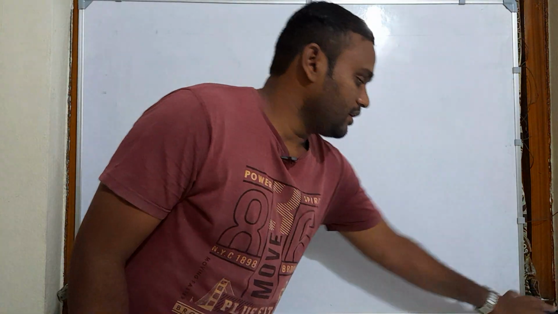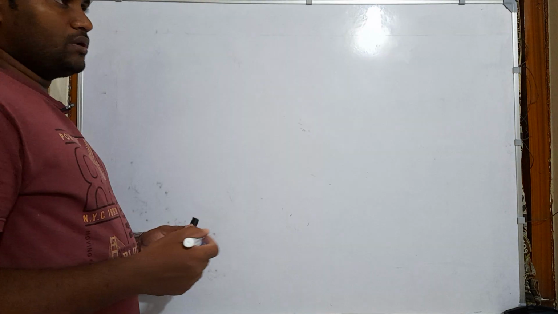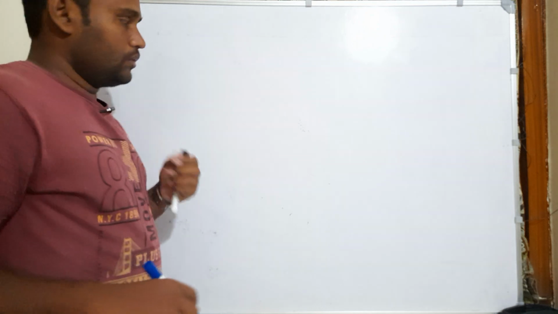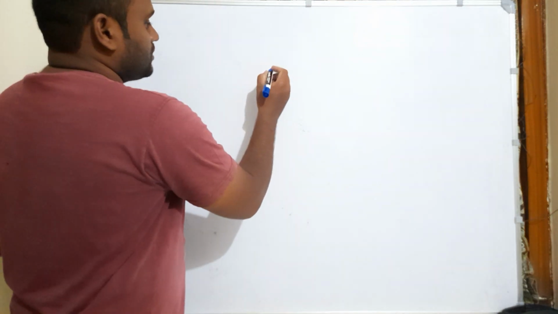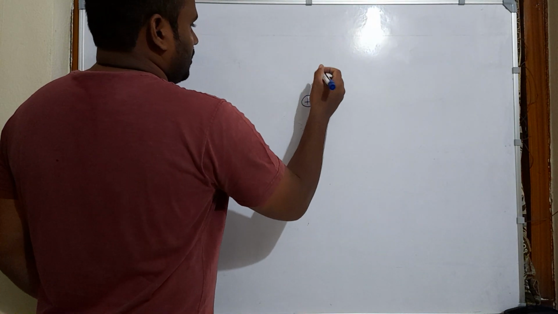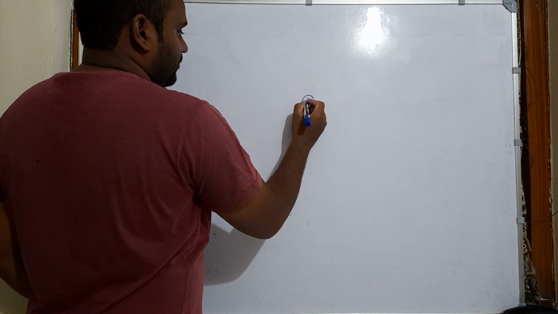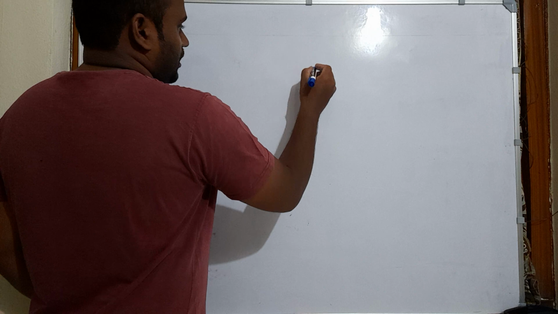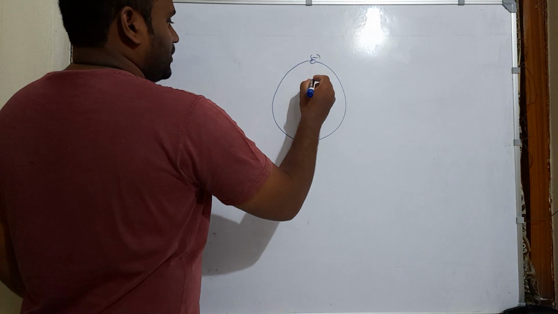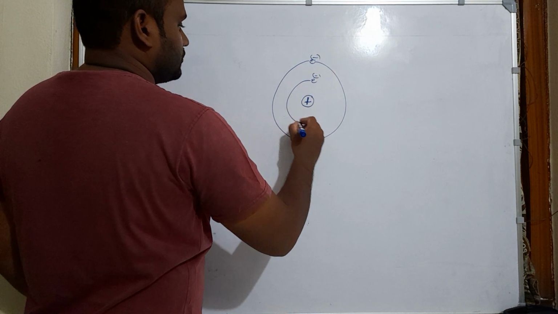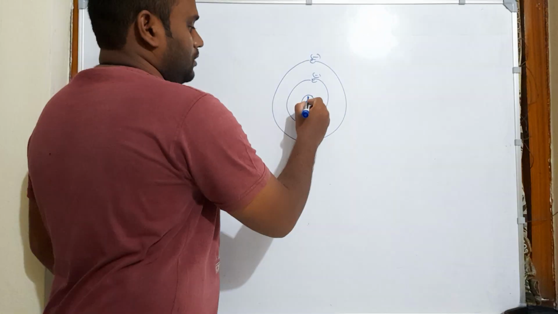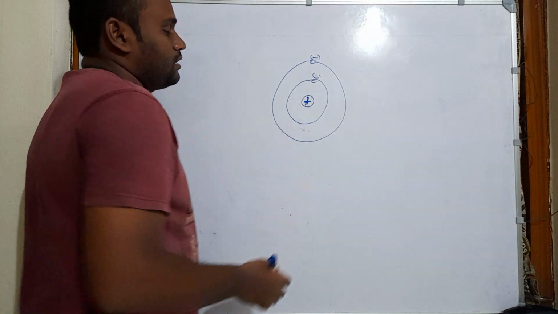In the previous lecture I explained the Rutherford atomic model. So what is the Rutherford atomic model? According to Rutherford, atoms have a spherical shape and the total positive charge is present in the center of the atom, called the nucleus, and the electrons revolve around the nucleus in circular orbits. These circular paths are called shells or orbits.